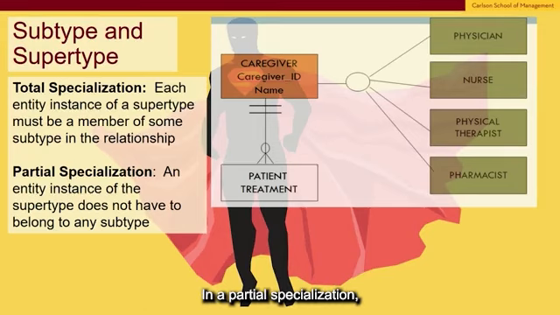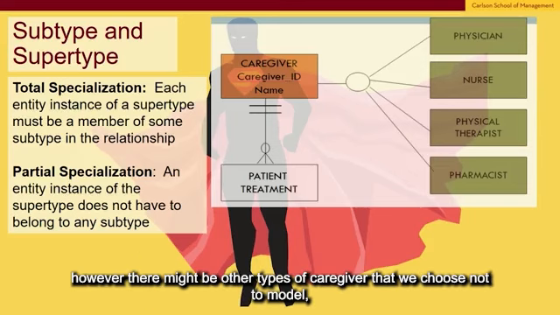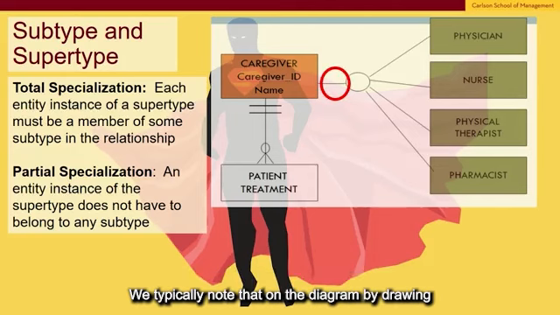In a partial specialization, a caregiver might be one of the four that you see here. However, there might be other types of caregiver that we choose not to model. In this case, it's called a partial specialization. We typically note that on the diagram by drawing 1 or 2 lines at the location you see here.